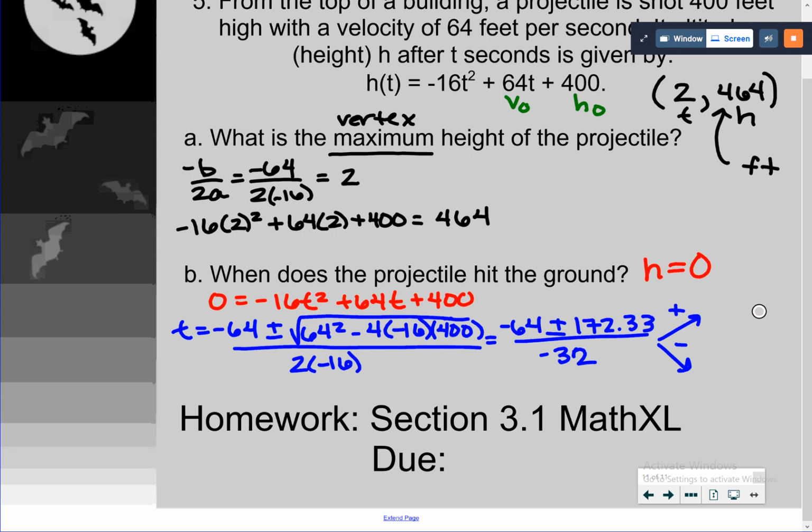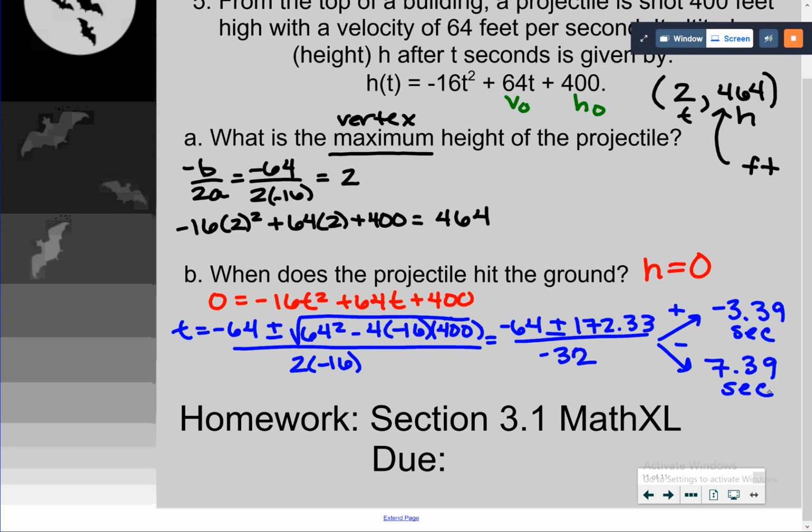5.57. Nope, that's the one with the minus. Right in the wrong spot. If I simplify with the plus, no, hold on, don't write that down. I didn't type it in my calculator right. Sorry, guys. I put -6 and not -64. -64 minus 172.33 divided by -32. It's bigger. 7.39. Okay. If I type it in with the plus, -64 plus 172.33 divided by -32 gives me -3.39. And these are both seconds. Time.